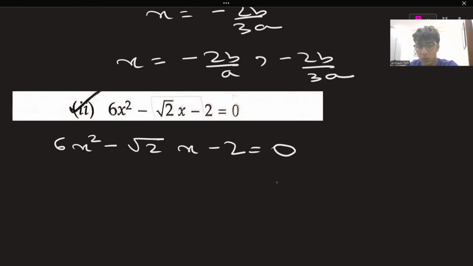Now, I know you may be tempted to square both sides so that you can remove the root, but avoid doing that. It's much simpler to just follow the same process and get your answer. So first of all, we have to get the number to multiply to 6 times minus 2, which is minus 12. How do we break down root 2 in such a way that it adds up to minus root 2, but at the same time, it also multiplies up to minus 12?